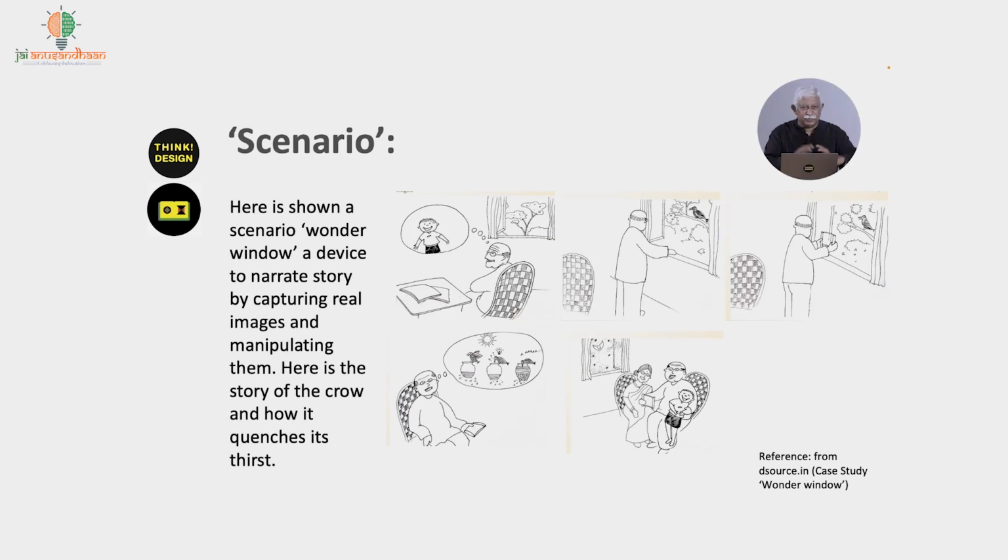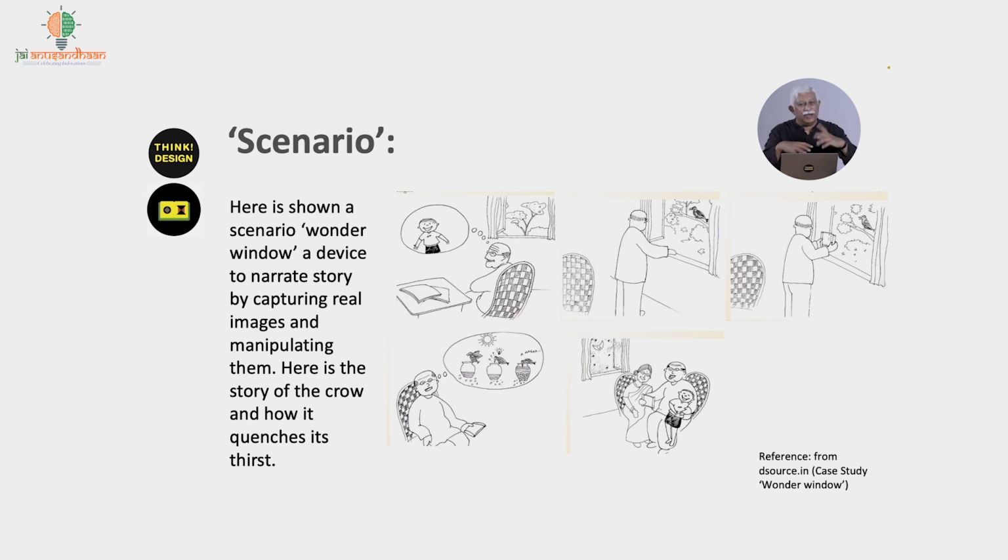It is called a Wonder Window, which was a device being used by the elderly to narrate stories to children, which is again a favorite pastime for elderly. This device lets you take photographs and convert them into drawings and add things to them. For example, this was the story of a crow looking for something to quench its thirst. It's looking for a pot with water, but then it cannot reach it. So how do you do it?